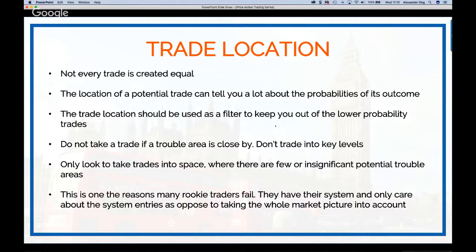So save yourself the money in the beginning. Don't get involved in those trades. We only want to be taking trades into fresh air, where there are very, very few trouble areas ahead, or if there are key levels, they're insignificant ones, i.e. we're trading on a 4-hour time frame, but the level is printed on a 5-minute time frame, something like that.